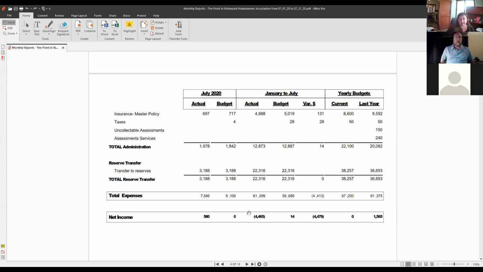In this case, the association is over budget, so they've spent more than they've budgeted by $4,400. Hopefully at the end of the year, that'll be a positive number. Of course, that's the goal. But again, this number is what you see on the balance sheet as net income, so this is just your summary of how we get to that number. Any questions on that? Nope.